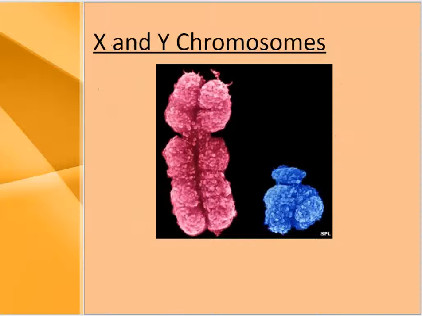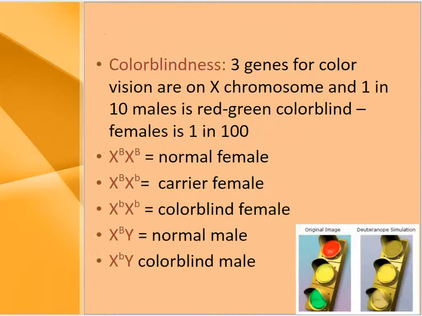Here are the X and Y chromosomes. You can see that the X is a lot larger. We all inherit that. It has genes that we need to develop into a human. The Y is mainly genes that turn a human into a male. So on the X chromosome, the first disorder that we talk about is color blindness.